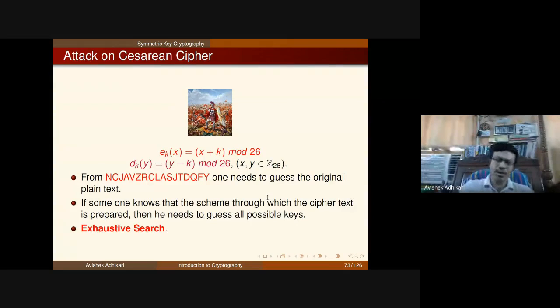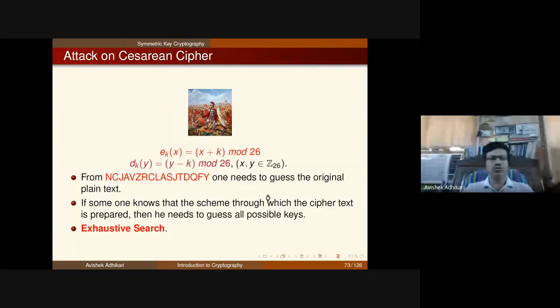Okay, so it's a kind of exhaustive search that's sometimes very important, but you understand that since it has only 26 options, it's very easy. So one of the tries for a good cryptographic scheme is to increase the key space. Here the key space is all possible choices of the keys, and only 26 choices are there. So you can think that if we can increase the choices of the keys, then the scheme will be more secure.